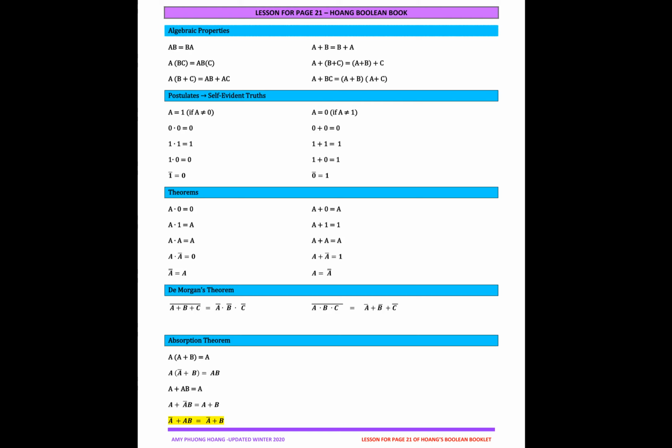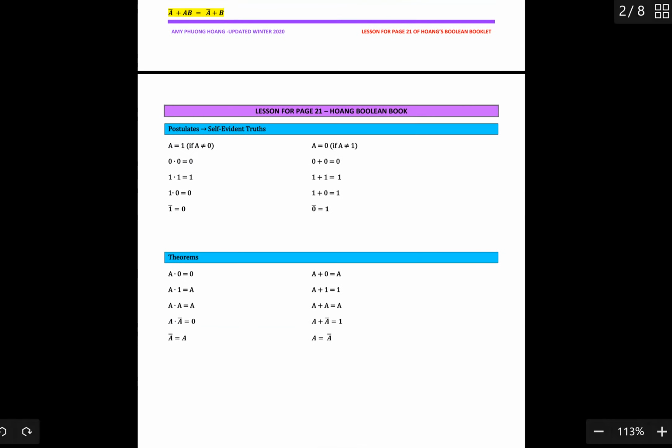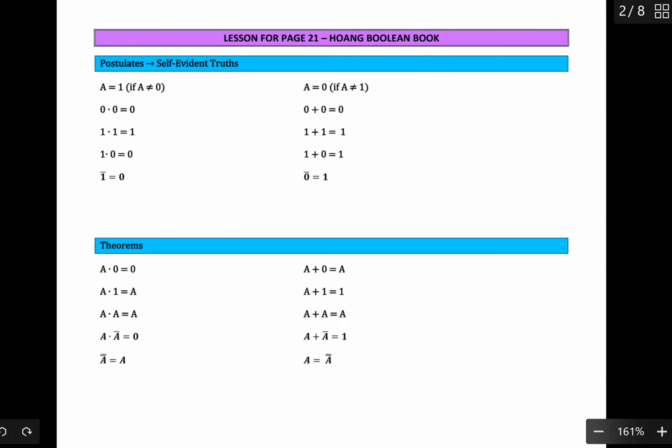Hello everyone. In this video, I will explain in detail page 21 of our Boolean booklet. This page summarizes algebraic properties, postulates, and theorems, which we will use to simplify Boolean expressions. We also use truth tables to prove that Boolean expressions are equal. I would like to begin by going over postulates and theorems.